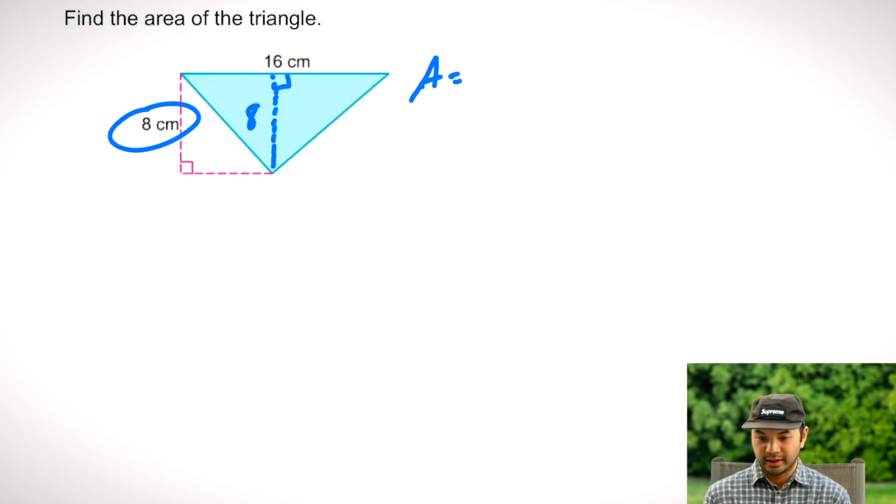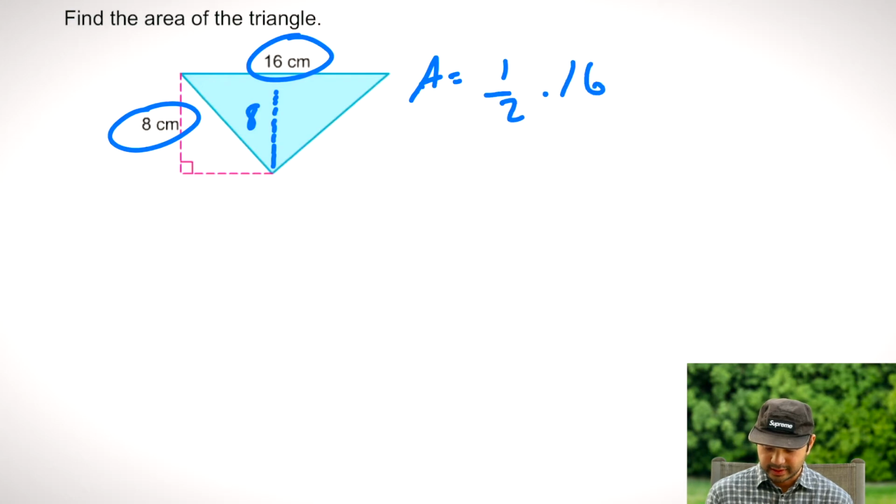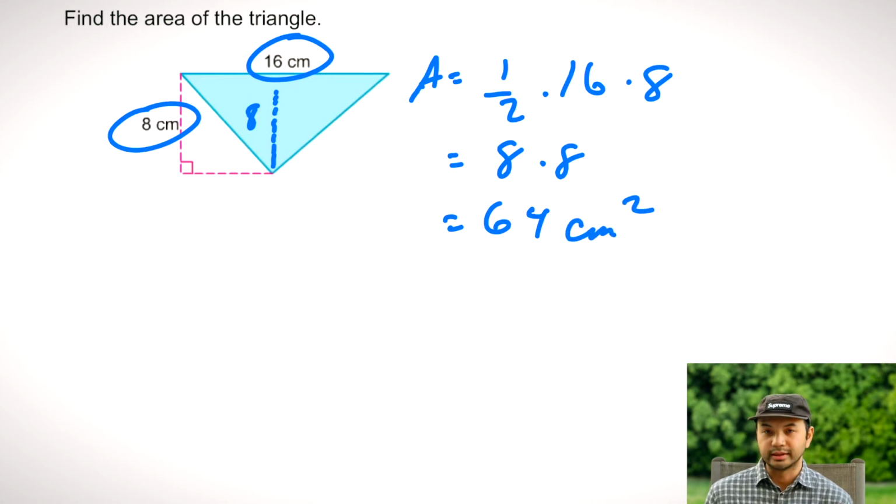There are 2 points here. One, the base isn't always just the bottom, because the bottom, you don't know what that is. The base is just perpendicular to the height. So in this case, my 16 is going to be my base. So 1/2 times 16 times my height, which is going to be 8. Okay, so going from left to right, 1/2 of 16 is 8, times 8, that's 64. This is centimeters squared.